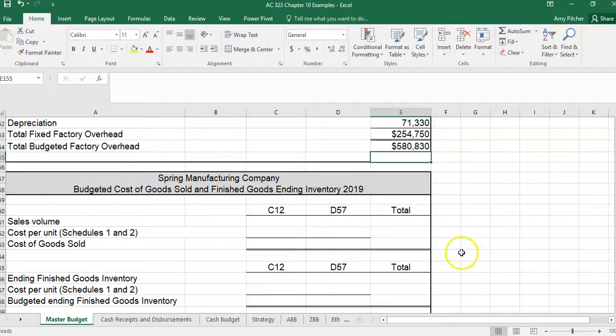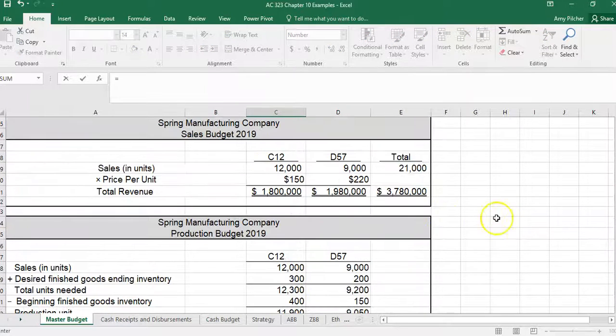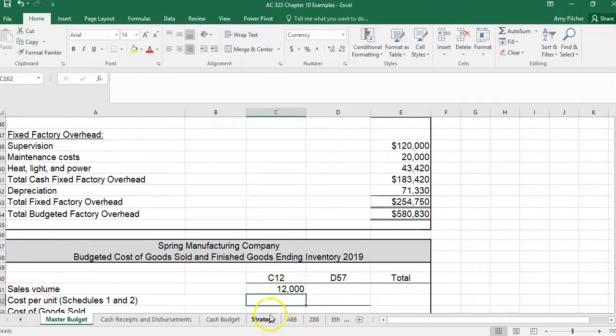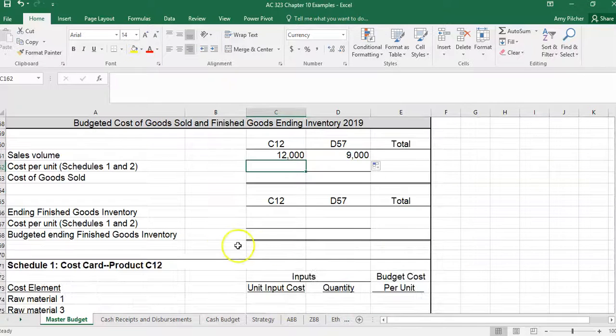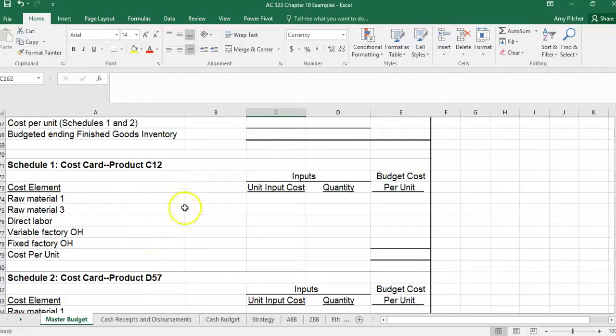That moves us on to our budgeted cost of goods sold and finished goods ending inventory. So first we have our sales volume, which we take off of our sales budget, 12,000 of C12 and 9,000 of D57. Then we need to fill out these schedules to determine what our cost per unit is. So what is our budgeted cost per unit of C12?